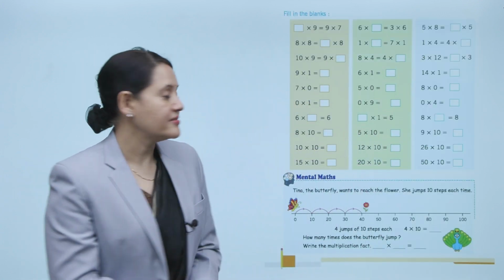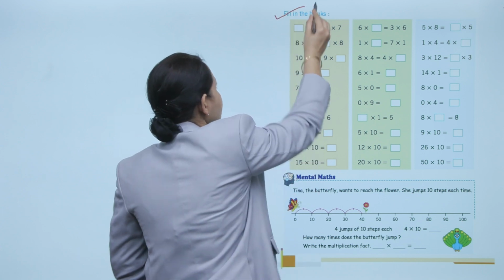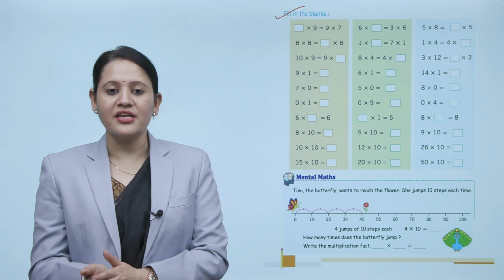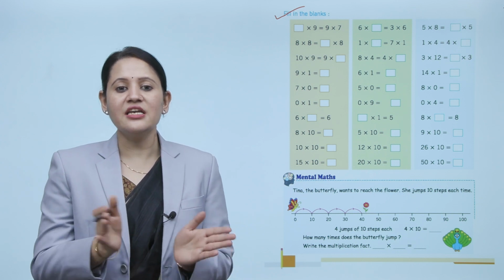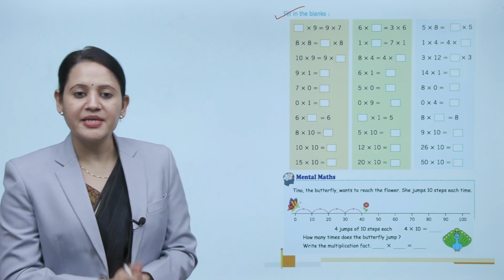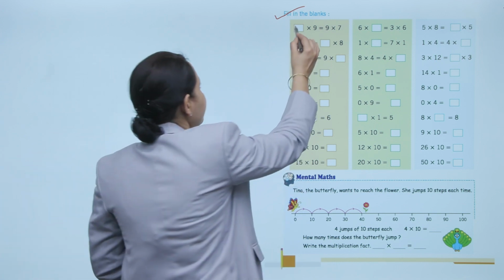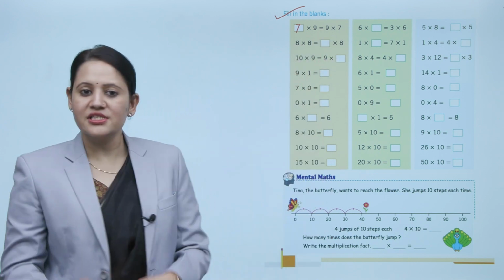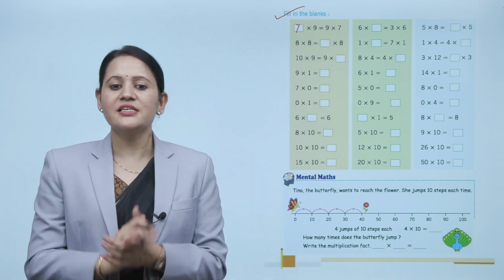Fill in the blanks. Dash into 9 is equal to 9 into 7. As we know, we can multiply the numbers in any order, the product will remain the same. So 7 into 9 is equal to 9 into 7. The answer will be the same.